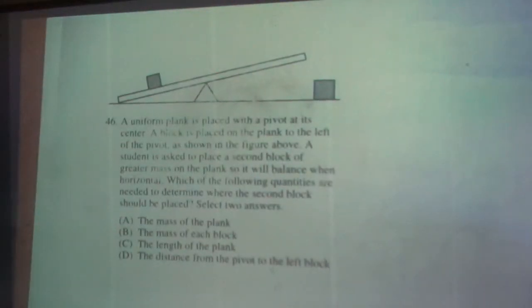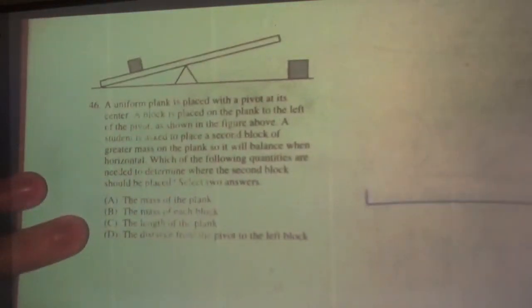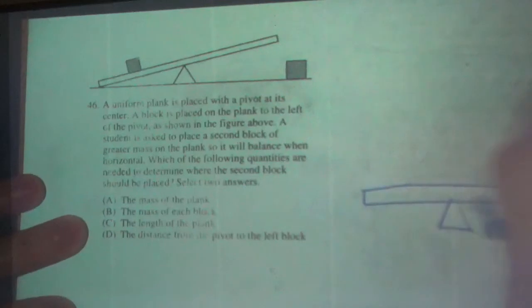So a uniform plank is placed with a pivot at the center. The block is placed on the plank to the left of the pivot as shown. A student is asked to place a second block of greater mass on the plank so it would balance out and be horizontal. Which of the following quantities would need to be known in order to know where to place the block? So let's think about if this is my plank and the pivot point's in the center.